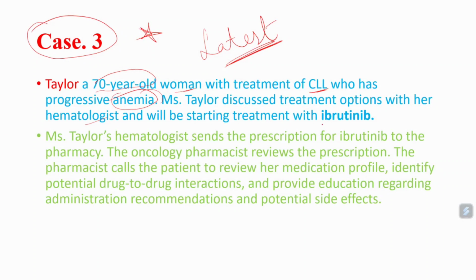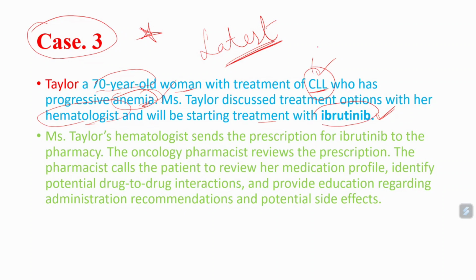starting ibrutinib. A 70-year-old woman who is on treatment for chronic lymphoid leukemia, who has progressive anemia, discussed the treatment options with her hematologist, and will be starting treatment with ibrutinib. So the hematologist suggested ibrutinib for the patient who has chronic lymphoid leukemia with anemia.